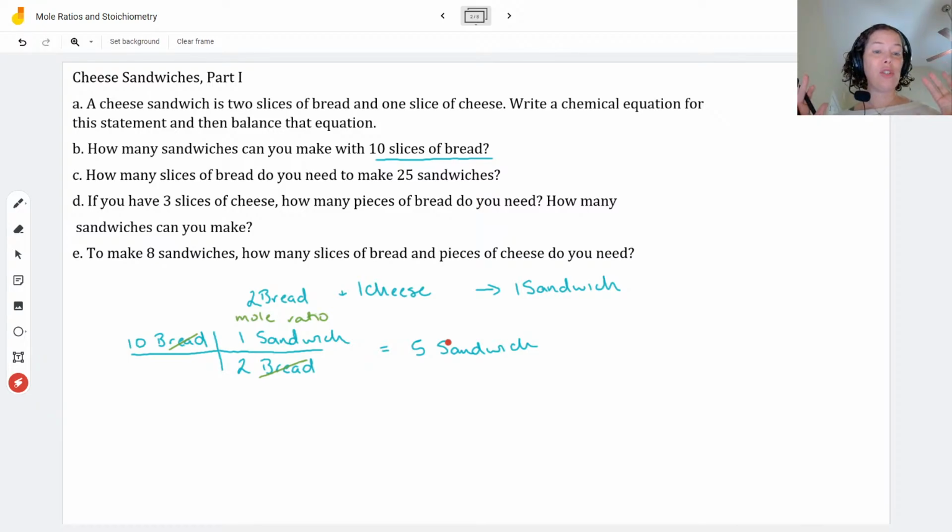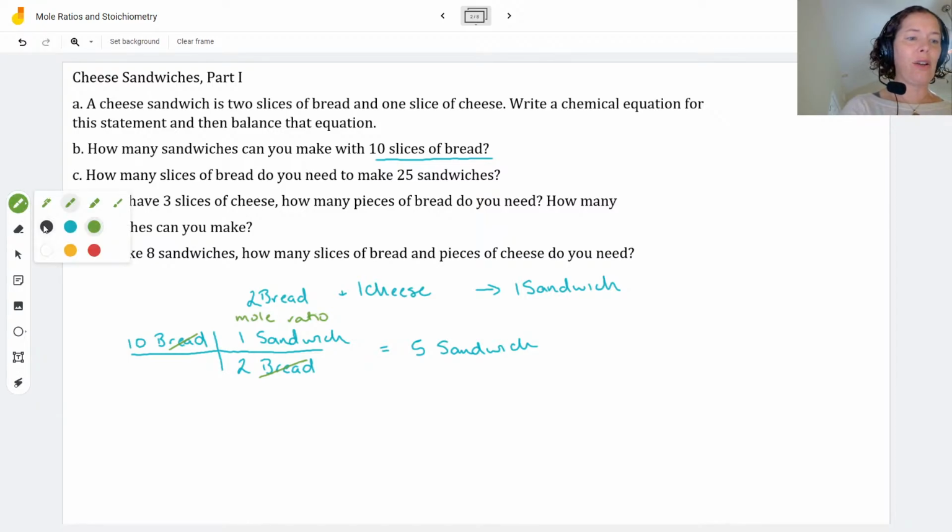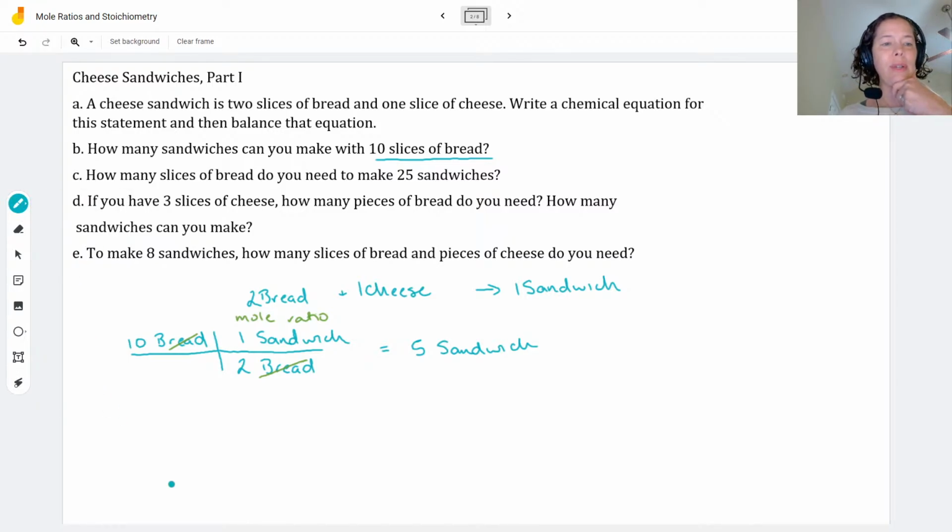Okay, so we're going to do a couple more of these. Again, you're going to know the answer before you actually calculate the answer, but that is a good thing because I want you to recognize the skills that you already have in doing stoichiometry. Okay, so that was B. Let's go ahead and do C. So C reads, how many slices of bread do you need to make 25 sandwiches? Again, you already know this, but let's go ahead and work through this.